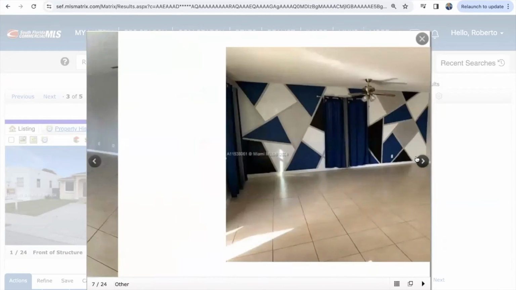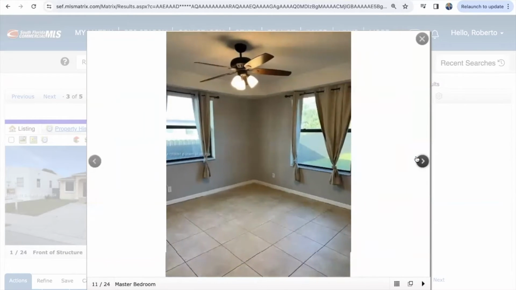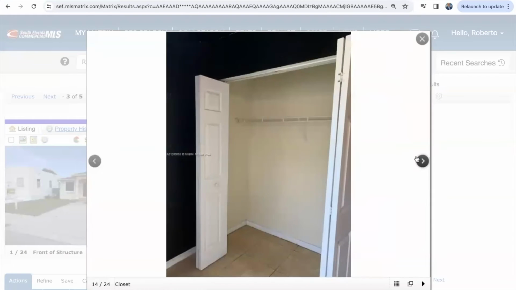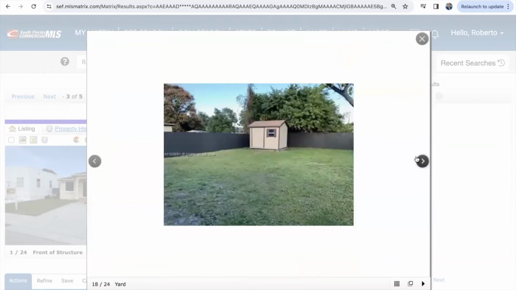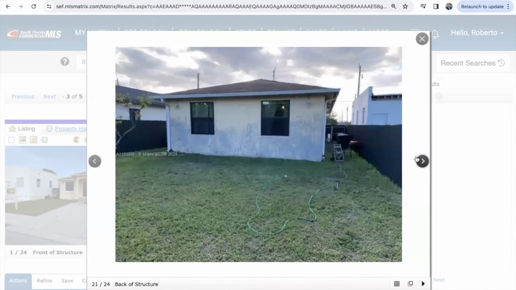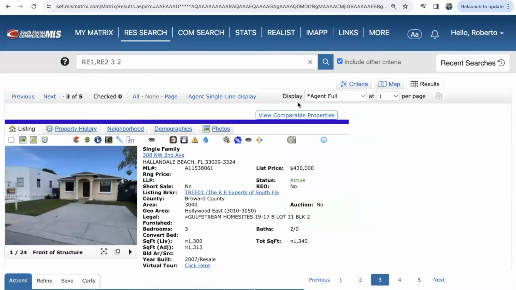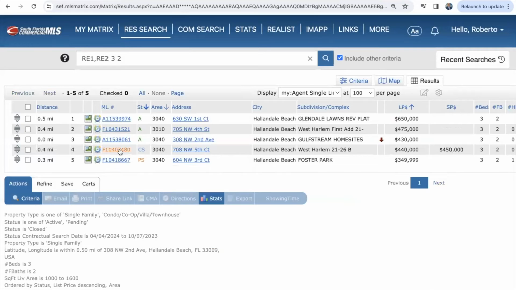All right, not many photos. Well, yeah, I do have 24 photos, but as you can see, this property needs a little updating. Okay. Go back over here to agent single line. Let's take a look at the closed sale.